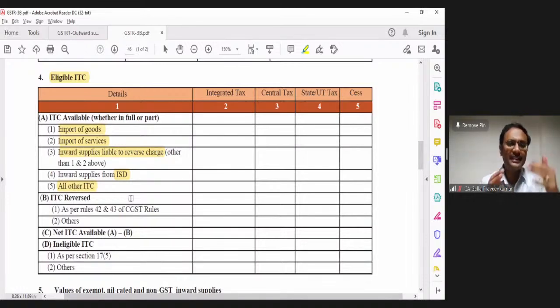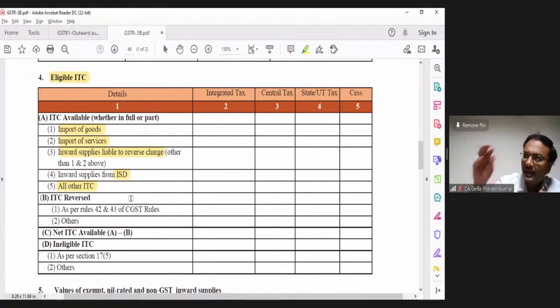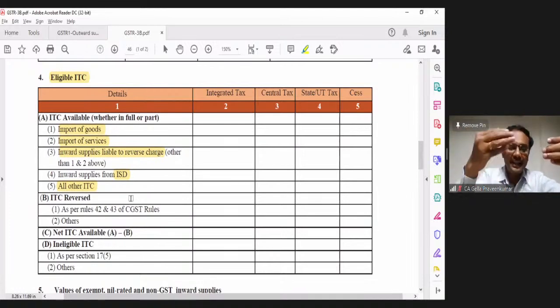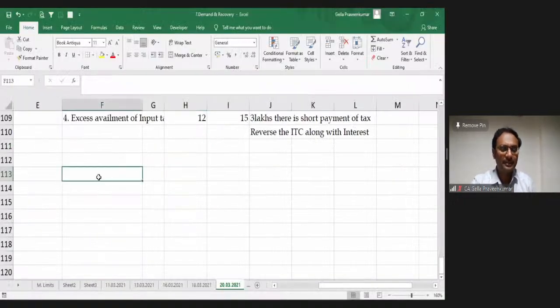My all other ITC is nothing but, when I look into my books of accounts for that particular month, what is the ITC available in my books? Say in your ERP, line-wise 1, 2, 3, 4, say 300 line items. All 300 line items where my supplier has charged GST on me, that data I have to bring in over here. I'll come to the Excel file to demonstrate this table for your ease of understanding. I hope you are able to see my Excel file, all other ITC.